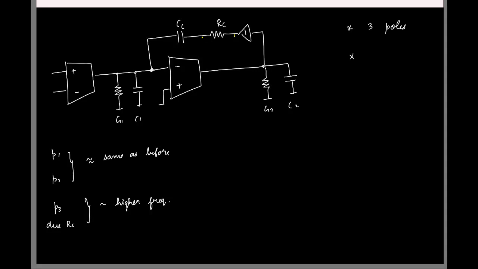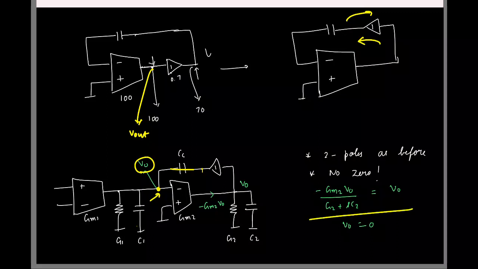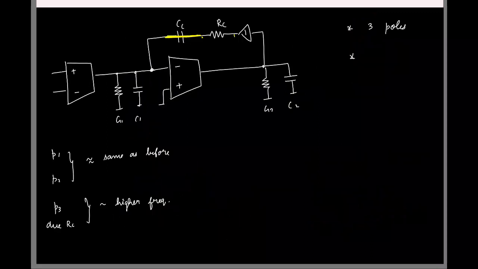What about the 0? Do we have a 0? Again, let's quickly check it. If I short C1, output is 0, no problem. If I short C2, output is again 0. So let's see what will happen if I short CC. In the earlier case, when I shorted CC, this output was also set to V0, and that's what gave us this equation and made the output 0. But here if I short CC, this is not set to V0, right? If this is V0, this is no longer equal to V0.